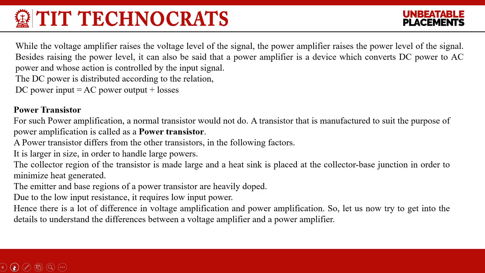It is larger in size in order to handle large power. The collector region of the transistor is made large, and a heat sink is placed at the collector base junction in order to minimize the heat generated. The emitter and base region of a power transistor are highly doped due to the low input resistance. It requires low input power. Hence, there is a lot of difference in voltage amplification and power amplification.